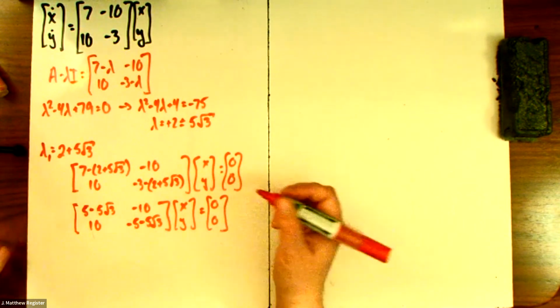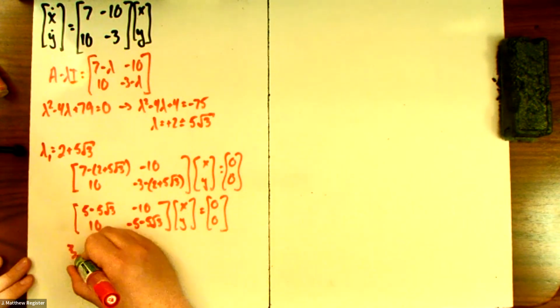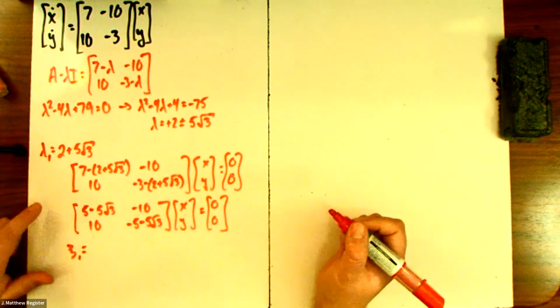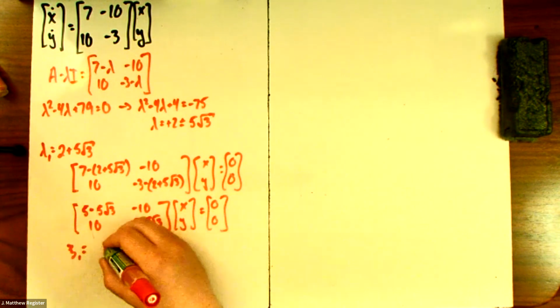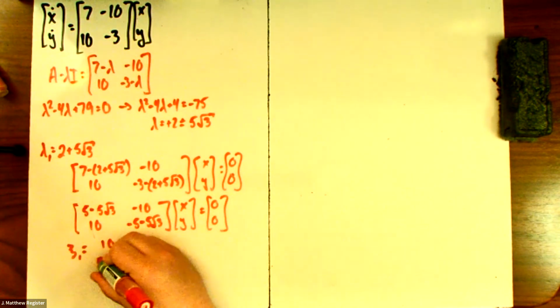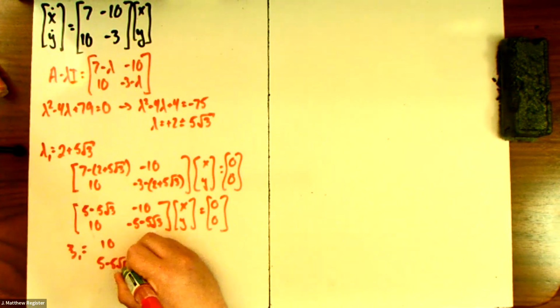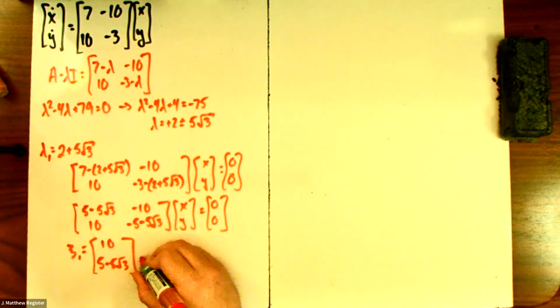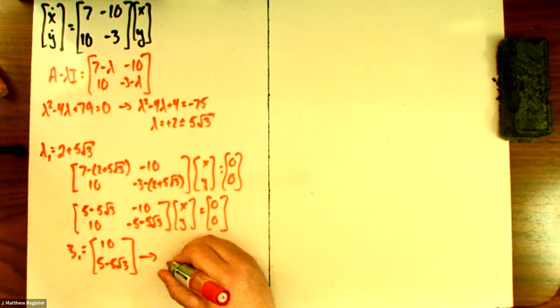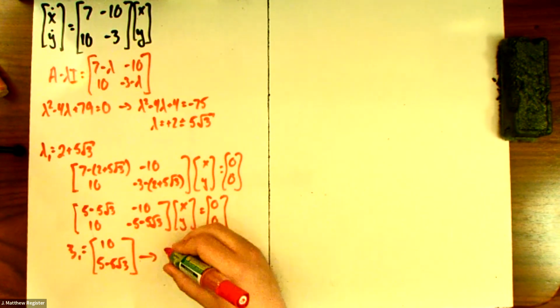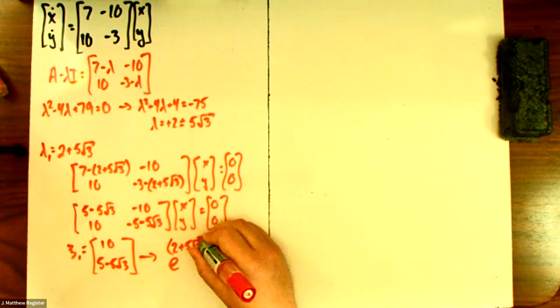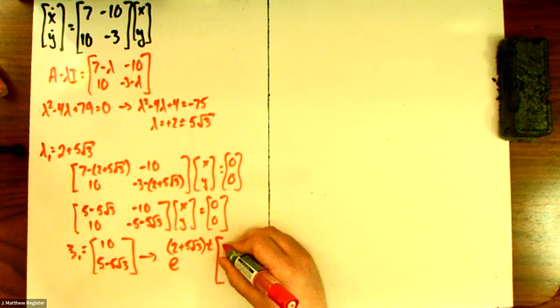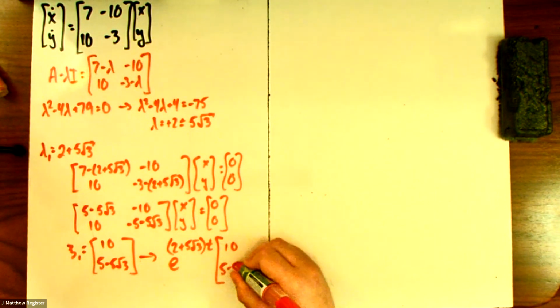And so we can choose our eigenvector from this. So let's let our eigenvector be given by the first row. And so that'll be a 10 and a 5 minus 5 root 3. That tells us that we're going to be dealing with terms of the form e to the 2 plus 5 root 3 t, and then a 10 and a 5 minus 5 root 3.